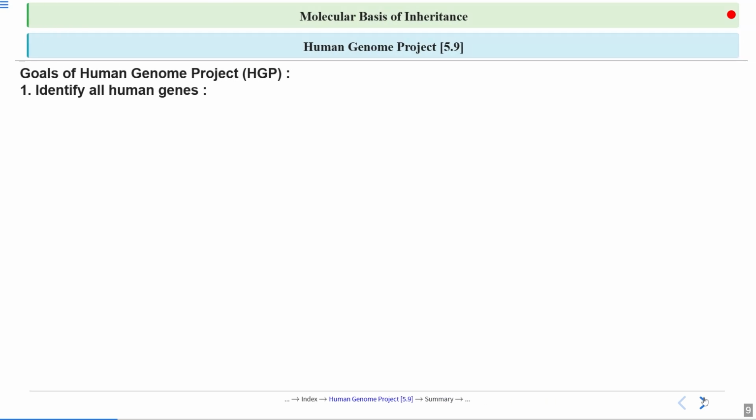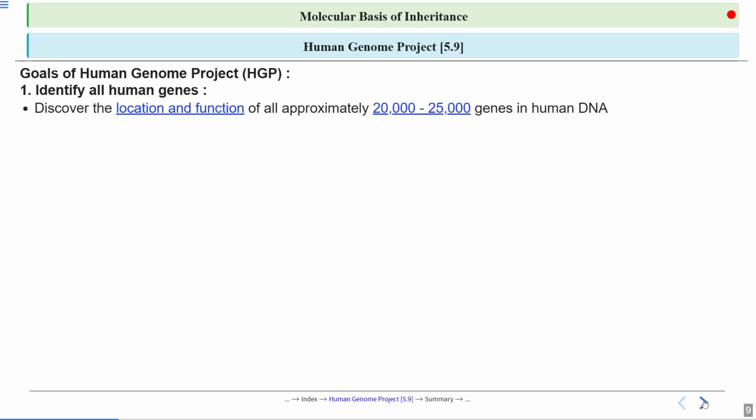Now we will talk about what the goals of this human genome project are. What are the different goals? First was to identify all human genes, discovering the location and function of all approximately 20,000 to 25,000 genes in human DNA. They have to discover the location and function of all those genes in human DNA.